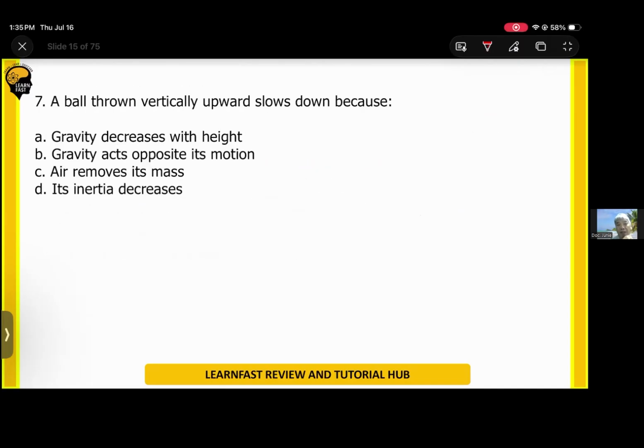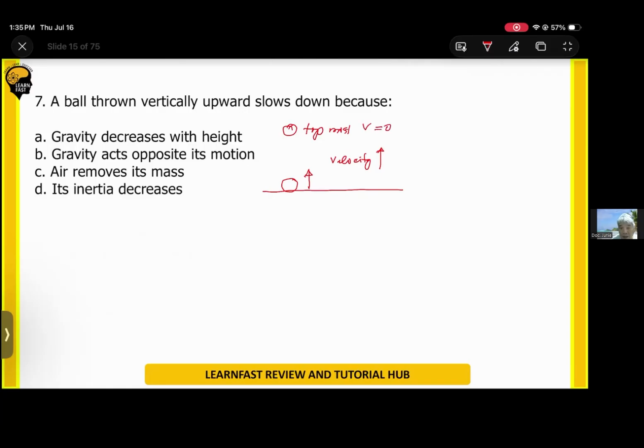So number 7, a ball thrown vertically upward slows down because of what? Okay, so let me draw. That's the ball. It's thrown vertically upward. So in terms of its velocity, it's going upward. But remember, this ball, as it rises up, will reduce its velocity. And in fact, at the topmost part, the velocity of that ball will be equal to 0.